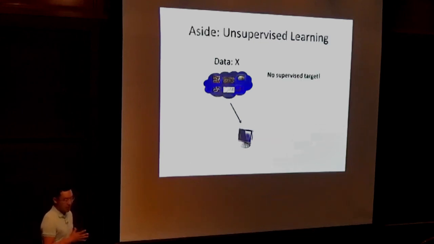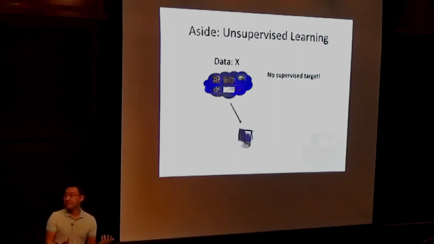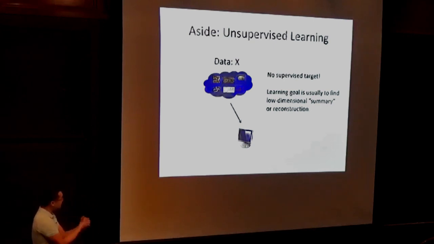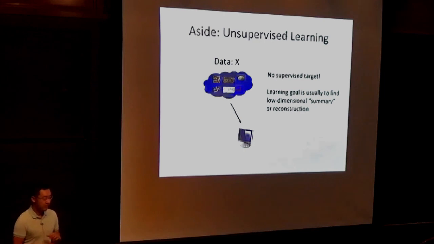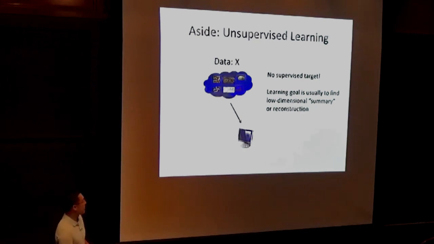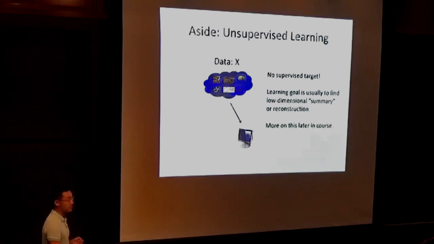Okay, as an aside, for unsupervised learning, which we'll cover a little bit about halfway through this class, there is no supervised target. We only have the raw data. And so the goal, rather than to find a prediction target that we can learn to map to accurately, is a little bit different. It's some notion of finding a low-dimensional summary or reconstruction of the data set, to find a low-dimensional pattern that explains the variability of the data. And I'll get to many examples later on in this course. Any questions so far?